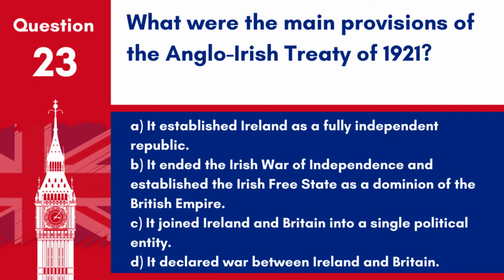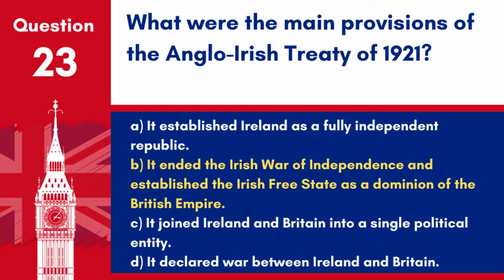Question 23. What were the main provisions of the Anglo-Irish Treaty of 1921? A. It established Ireland as a fully independent republic. B. It ended the Irish War of Independence and established the Irish Free State as a dominion of the British Empire. C. It joined Ireland and Britain into a single political entity. D. It declared war between Ireland and Britain.